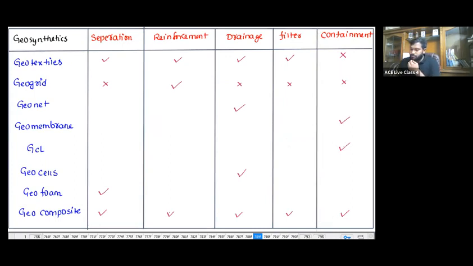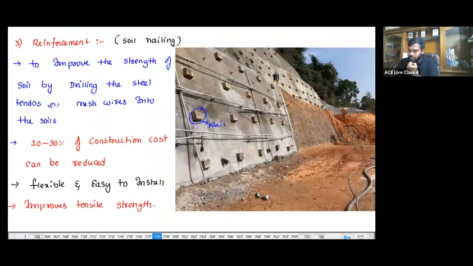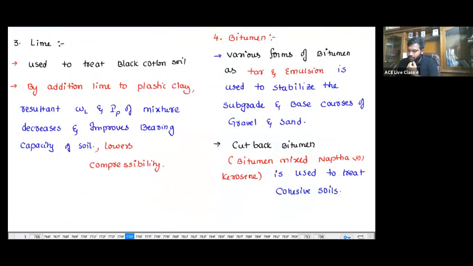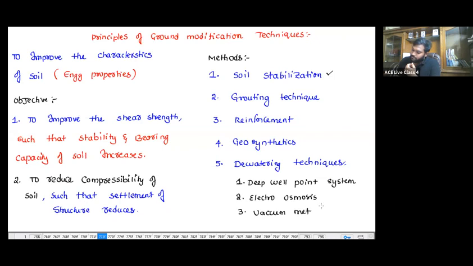Hope you understood. So that's all about the total ground modification techniques, the principle of ground modification techniques, and geosynthetics. And the dewatering techniques are the deep well point system, electro-osmosis, vacuum method, and sumps and ditches.